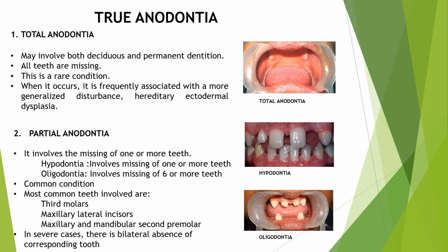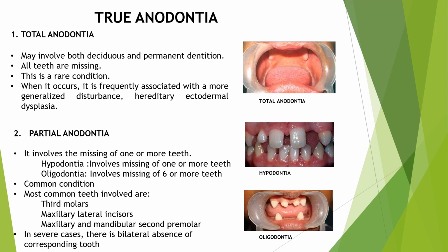Total anodontia. It may involve both deciduous and permanent dentition. Missing of all teeth. This is a rare condition. When it occurs, it is frequently associated with a more generalized disturbance, hereditary ectodermal dysplasia. So, in total anodontia, the main points are it involves both deciduous and permanent dentition, and here all the teeth are missing, and it is a rare condition. Usually, it is associated with hereditary ectodermal dysplasia.